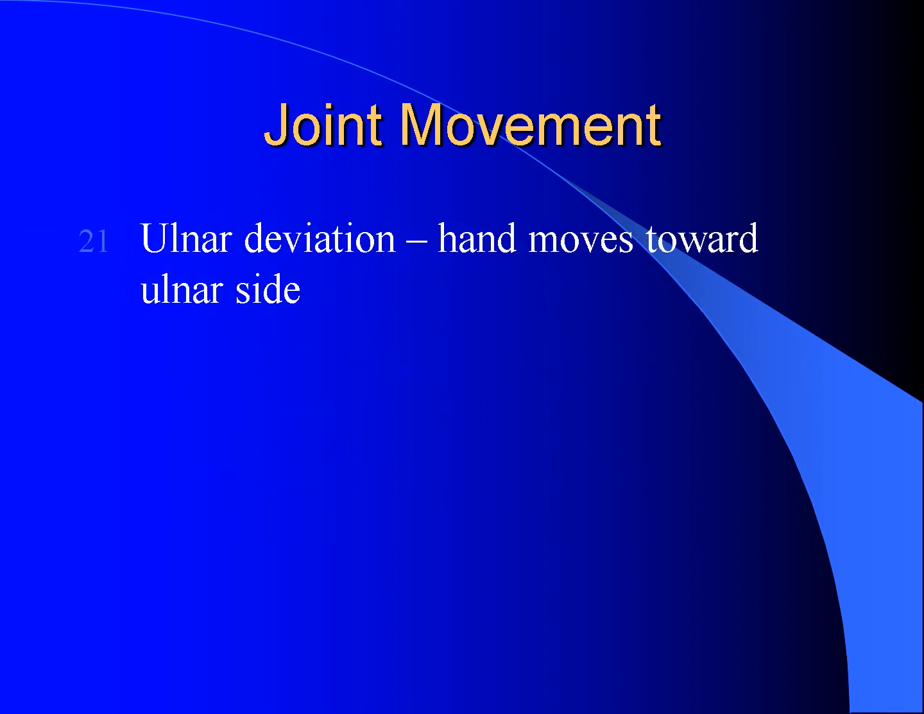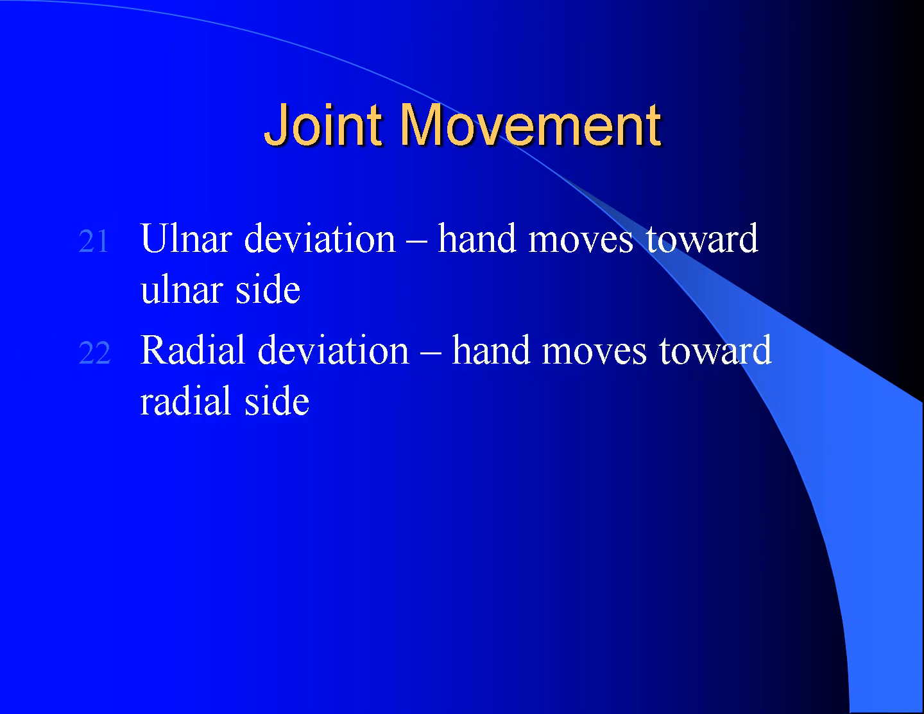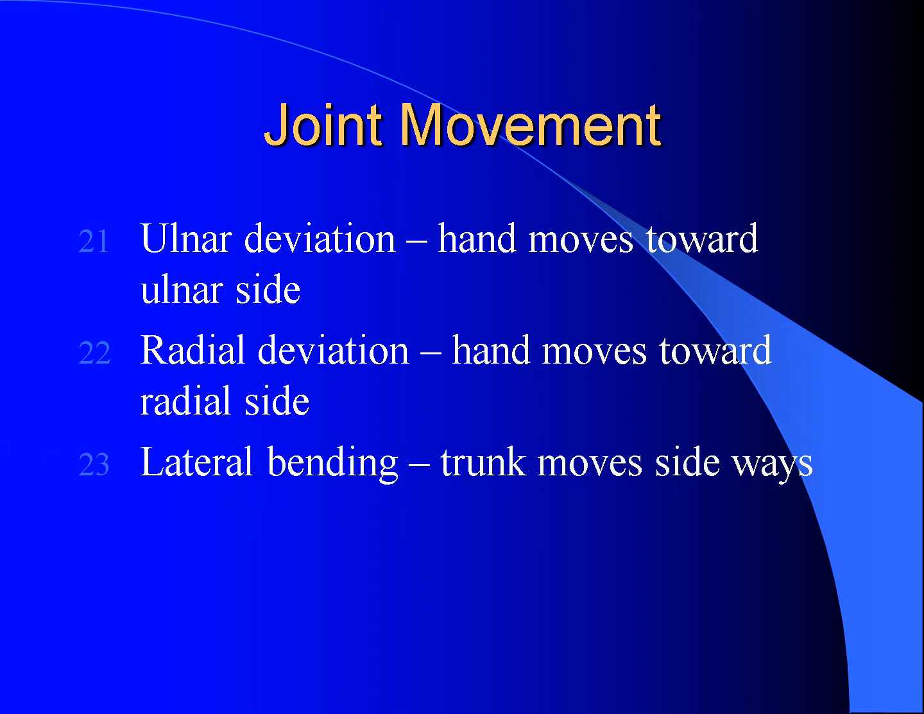Ulnar deviation is only in reference to the wrist. That is moving the hand towards the ulnar side. It is synonymous with adduction of the wrist, but we don't hear the words adduction of the wrist. It is ulnar deviation. Radial deviation is moving the wrist towards the radial side or the thumb side. Again, it's similar to abduction, but there is no abduction in the wrist.